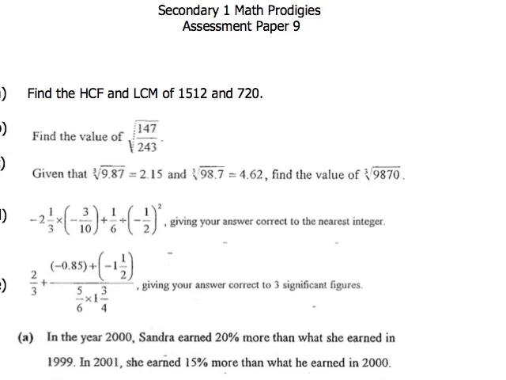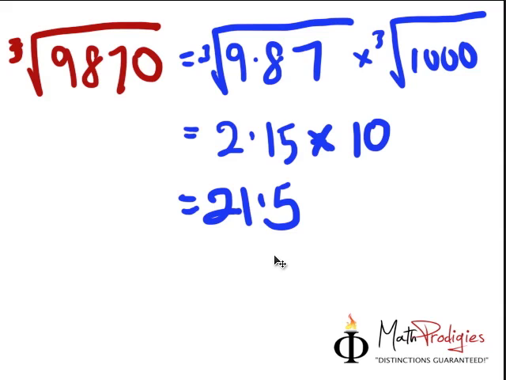For part D, it says give your answer correct to the nearest integer. Okay, so it's negative 2 1/3 minus 3, blah, blah, blah. Let's do this using Boltzmann's.